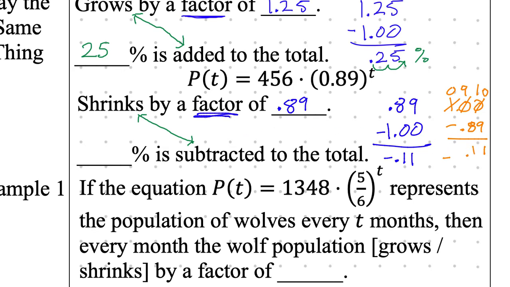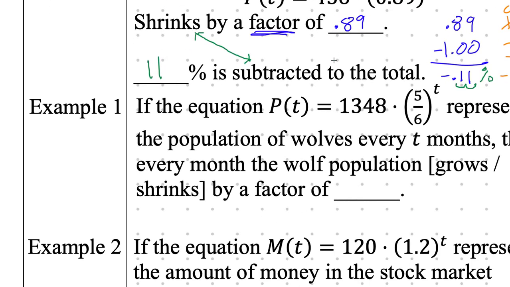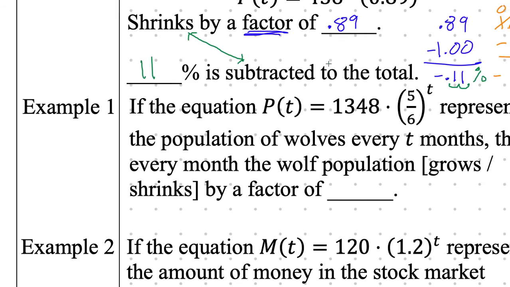So again, this is a decimal, I need to convert it into a percent. So this is now going to be moved twice, make it into a percent, so it is now 11%. 11% is being subtracted from the total to get 0.89. All right, so from there, let's move on to example number 1.